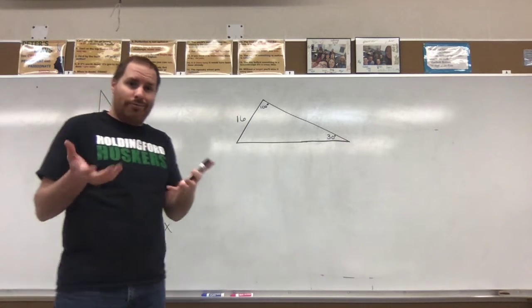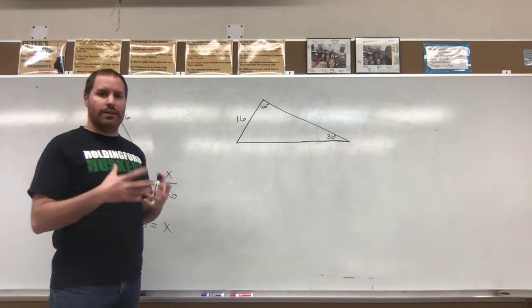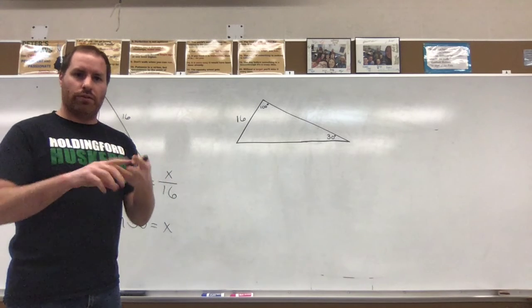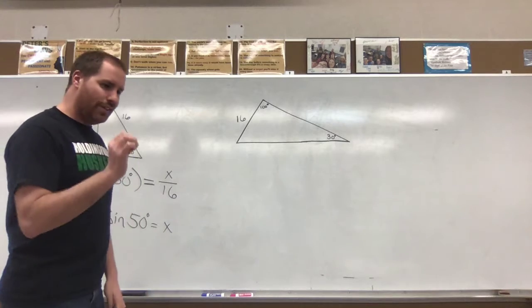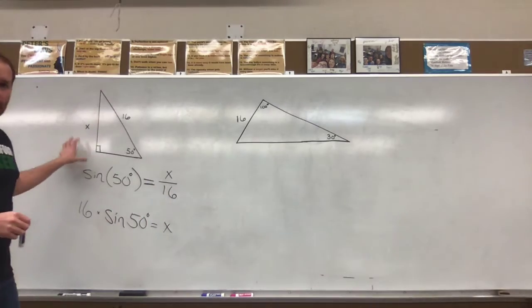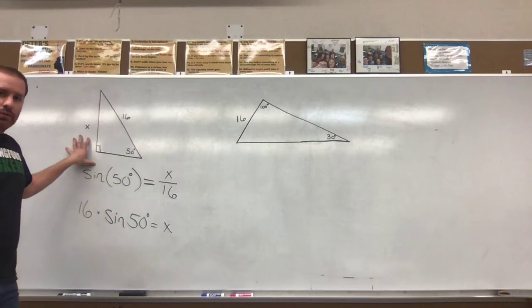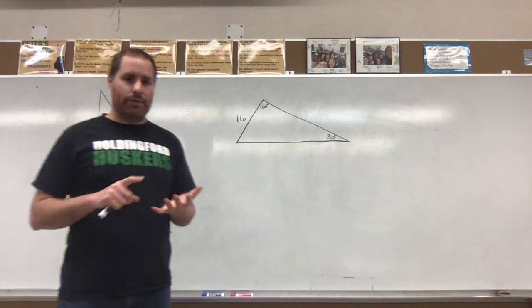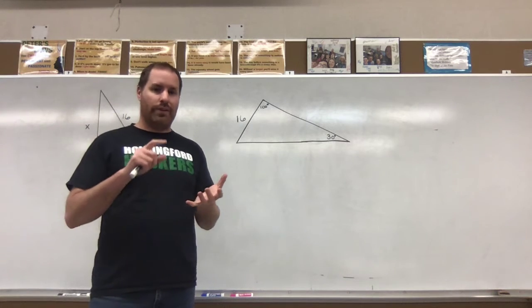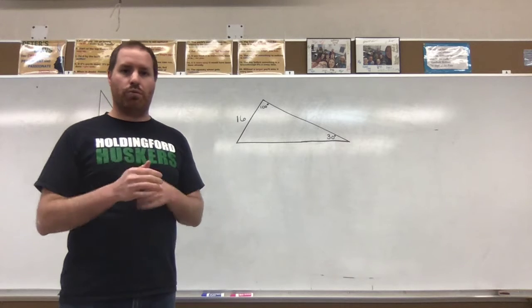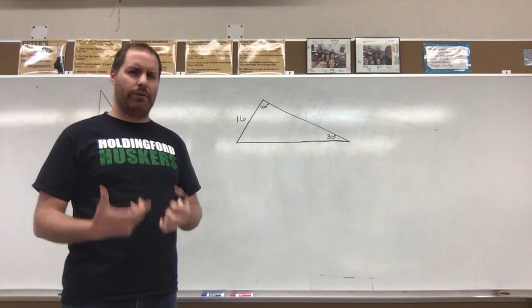And the answer is yes, we can, but we need to utilize something a little different. We can't just use sine or cosine or tangent. You can only use sine, cosine, or tangent on their own if you have a right triangle. If you don't have a right triangle, then we have to utilize something different. And so that's what we're going to go over here. We're going to go over the law of sines today, and that is for when we don't have a right triangle.